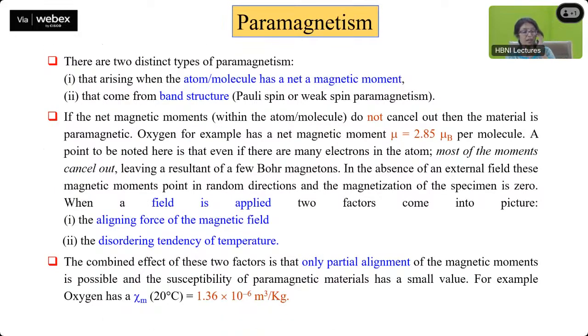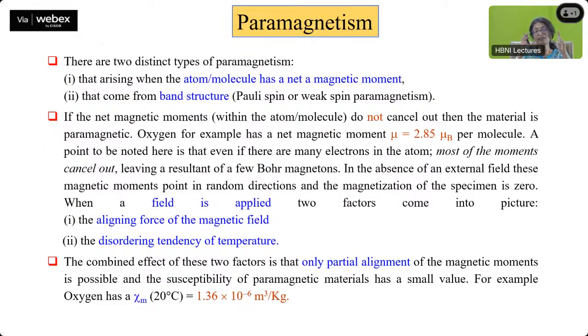In paramagnetism, there are two distinct types. One arises from atoms or molecules which have a net magnetic moment, and the other comes from the band structure, which is Pauli spin or weak spin paramagnetism. If the net magnetic moments in the atom or molecule do not cancel out, then the material is paramagnetic. Oxygen has a net magnetic moment of around 2.85 Bohr magnetons per molecule.